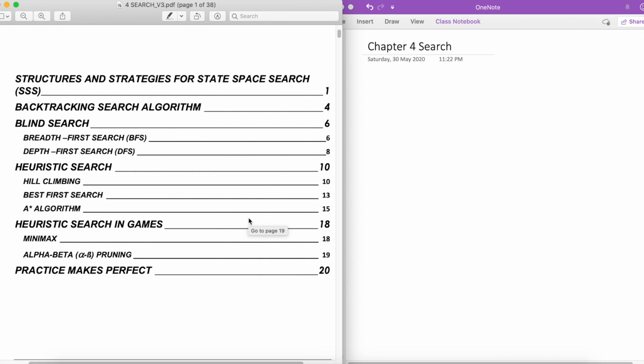Next, we are going to look at two blind search algorithms, which are breadth first search, BFS, and depth first search. The next one, we will look a little bit at heuristic search. In heuristic search, there are three algorithms that we're going to look at. The first one is hill climbing. The second one is best first search, and then we will have the A-star algorithm. Besides these search techniques, we are going to look at heuristic search applied in games. Two techniques that we are going to look at in this topic are minimax and alpha beta pruning.